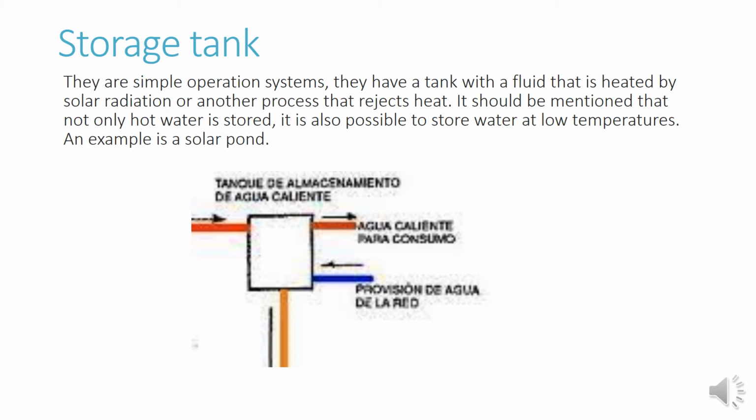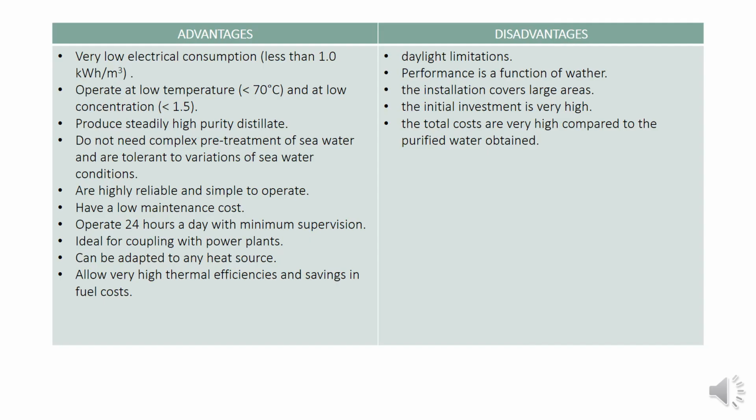Storage tank. They are part of the operation system. They have a tank with a fluid that is heated by solar radiation or another process that rejects heat. It should be mentioned that not only hot water is stored, it is also possible to store water at low temperatures. An example is a solar pump.